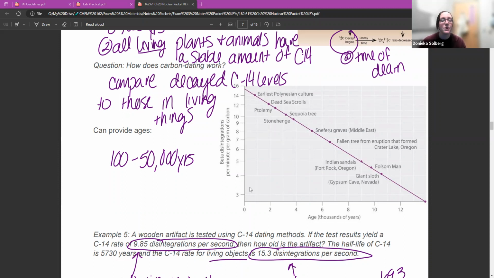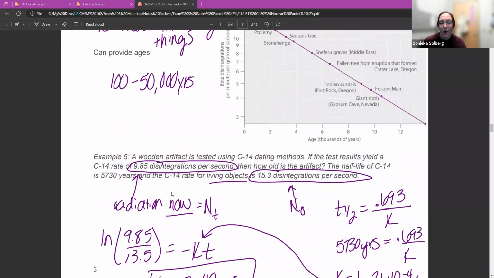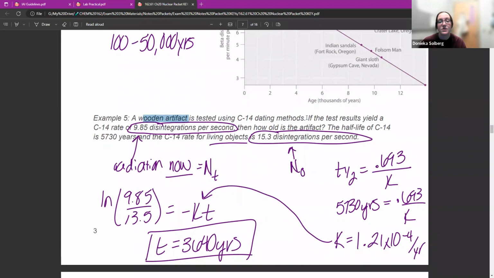Okay, so how do we use this method if I gave you a problem? Well, I've got a wooden artifact. The reason I told you that is because wood does have carbon-14, because it would have come from a tree that was living. We're going to date it using C14 dating methods. So if the test results yield a C14 rate of 9.85 disintegrations per second, so like I tested it, and this is how much radioactive decay is currently being produced, then how old is it?